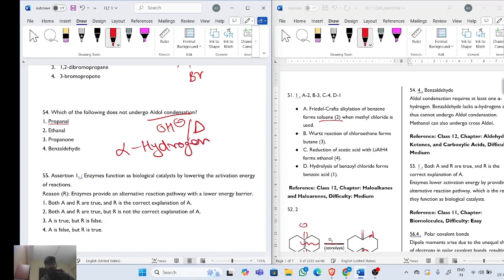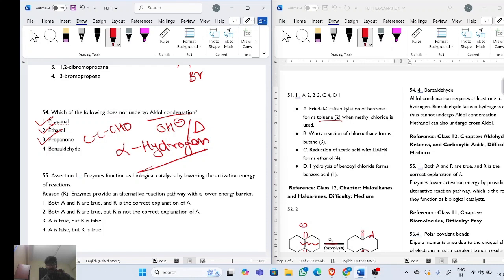If any compound has alpha hydrogen, then that compound can undergo aldol condensation. If there is no alpha hydrogen, then no aldol reaction will take place. In propanal, there is a CHO group and yes, there is alpha hydrogen, so it will undergo aldol condensation. In ethanal, there is also alpha hydrogen, so it will also undergo aldol condensation. In propanone there are also alpha hydrogens, so it can also undergo aldol condensation.